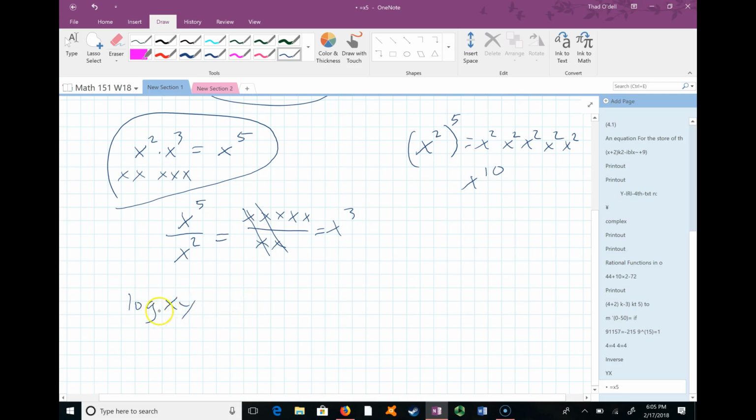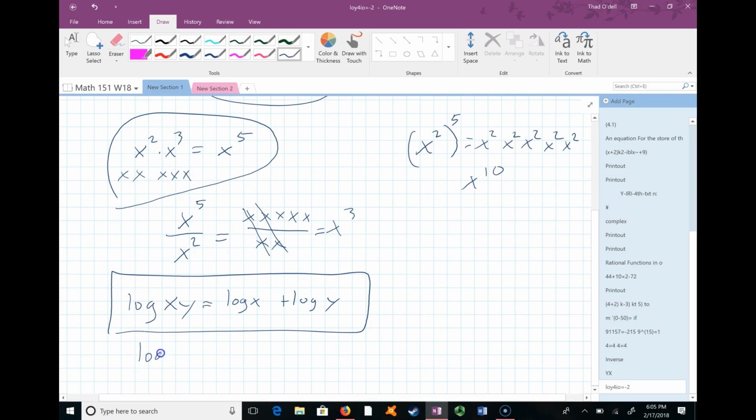So really what we're doing here is multiplying 2 powers together. And that means that I would add their exponents. So another way to write this would be log of x plus log of y. Okay? So that's the first log rule, that you can rewrite log of x times y as log of x plus log of y. And likewise, if I have a log of x divided by y, that's the same thing as log of x minus log of y.